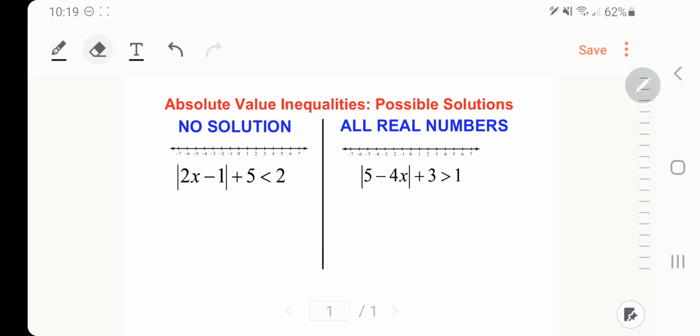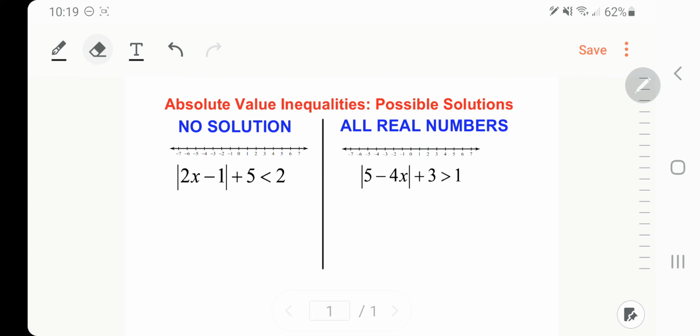Hey everyone. On today's lesson, we're going to take a look at absolute value inequalities that have some different possible solutions. The possibility of an absolute value inequality having no solution, and also an absolute value inequality having an all real numbers solution, or infinite.